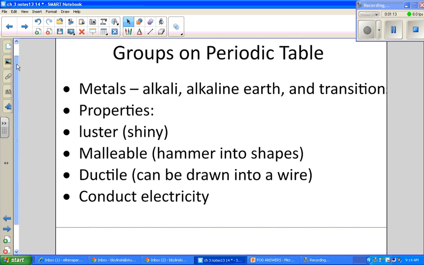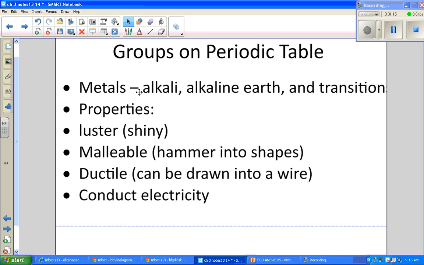Okay, now let's talk about the groups on the table. The biggest group, just a general group, they're metals. We have alkali, alkaline earth, and transitions. So make sure you understand some general properties. Luster is like jewelry. It's a shininess. Malleable is also like jewelry. It's being able to hammer the metals into shapes, like charms. Ductile means to draw them into a wire, like copper wiring. And metals also conduct electricity.